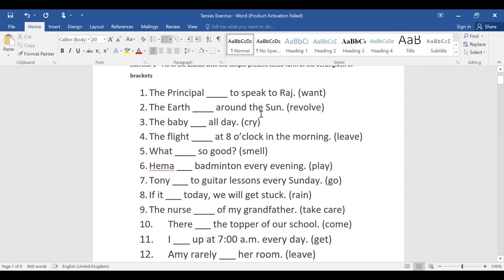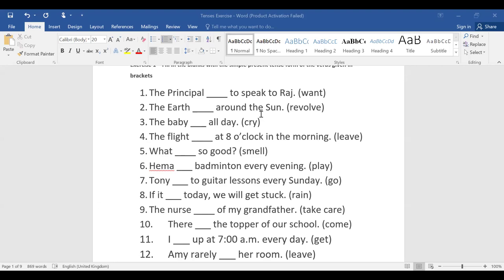1 to 10. Okay, so let's see. Patricia: teenager, revolves, cries, leaves, smells, plays, goes, rains, takes care. Hey, why do you people always add takes care? Then comes, get, leaves, give, cooks, chirp, steady, meet, start, move, back. That is where you are confused. Beautiful. I love it when little things confuse you.